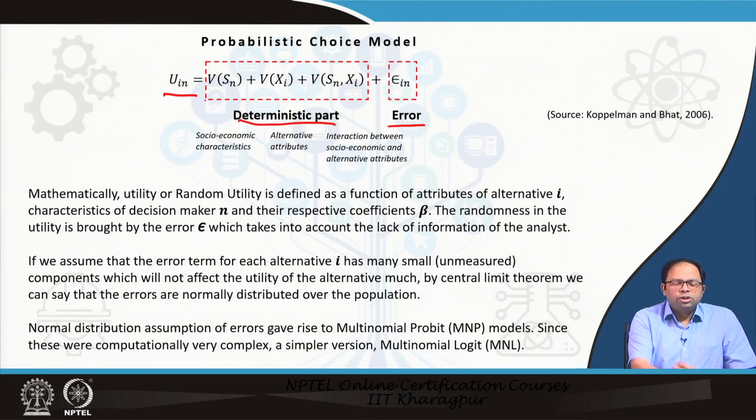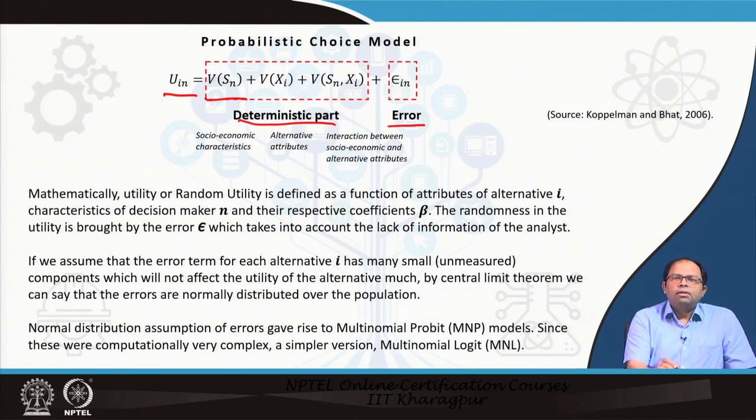For example, it could be socioeconomic characteristics of the individual which influence mode choice. So, that is V_Sn, that means it varies as per the individual, and then V_Xi, these are alternative attributes, that means depending on the mode these characteristics change. And then finally, we have terms which are interactions between both of these. That means, it is a function where both S_n and X_i are considered.